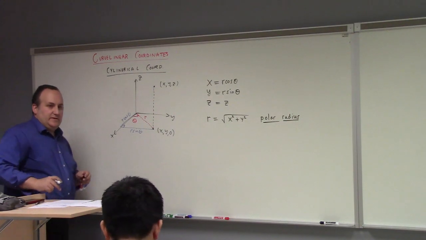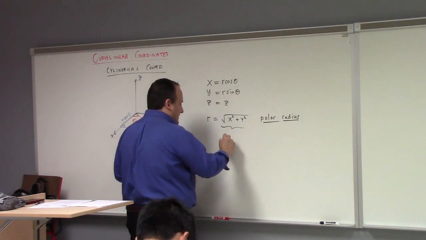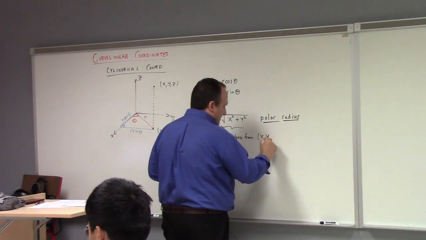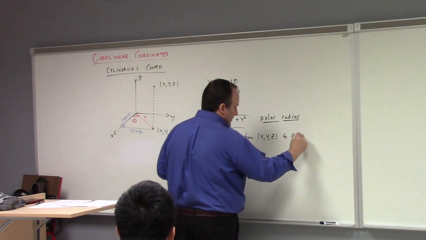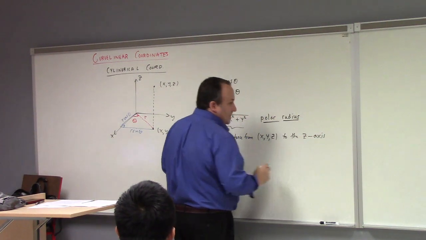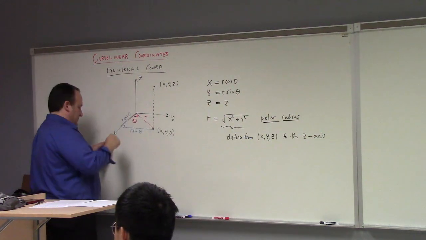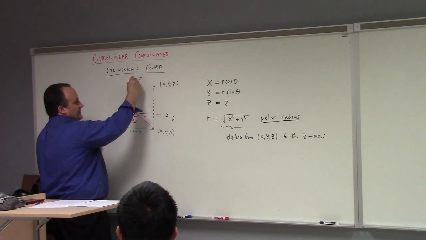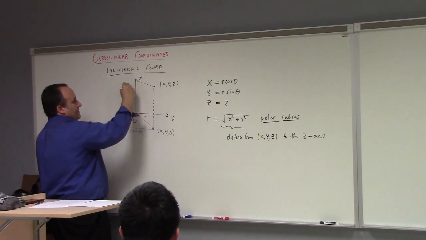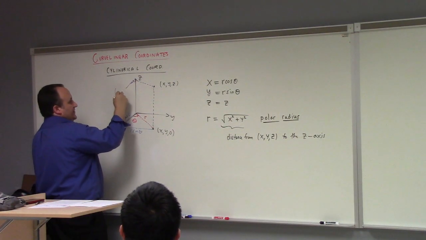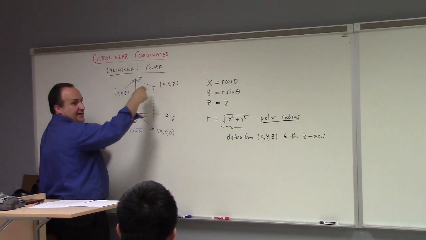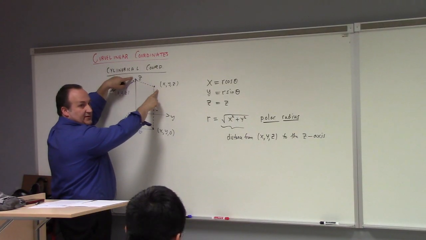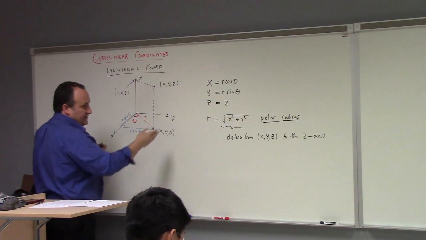So what is this geometrically? This is the distance from x, y, z to where? To the z-axis. If you take this point and ask what's the closest point on the z-axis, it's that point right there, 0, 0, z. The distance from 0, 0, z to x, y, z is the square root of x squared plus y squared. So that's the meaning of polar radius.